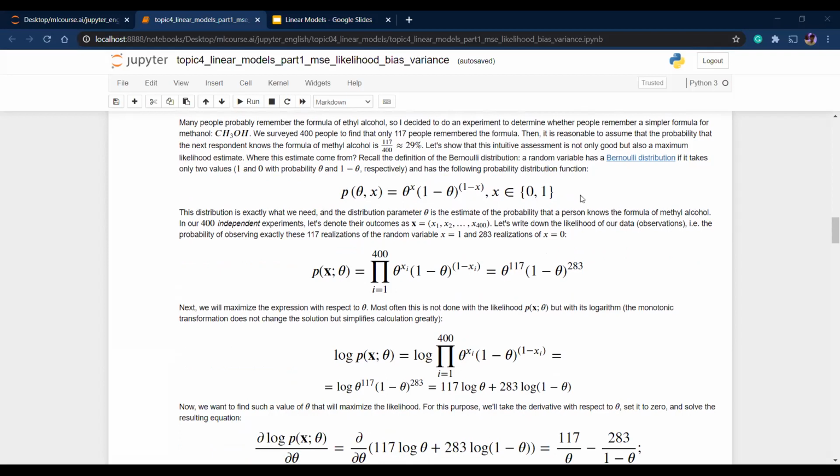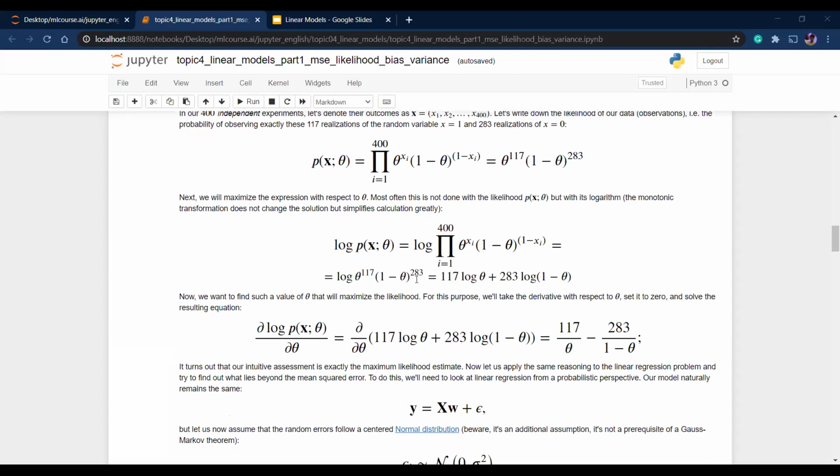Now, if we go to this line, what it represents is how many people actually remember the formula, which is 117. So you multiply everything for each x value. So let's say person 1 had value of 1, person 2 had the value of 0. So if you add up, it adds up to 117. And 1 minus theta is how many people did not remember the formula, and that is 283. So this is just replacing x and 1 minus x with 117 and 283.